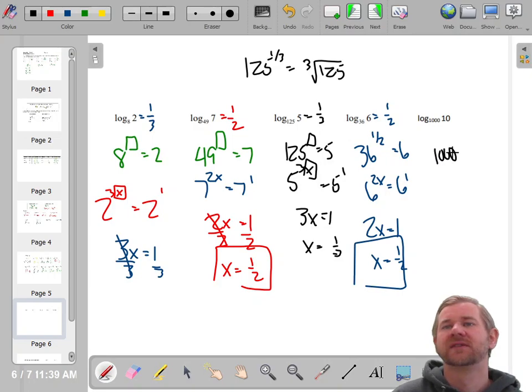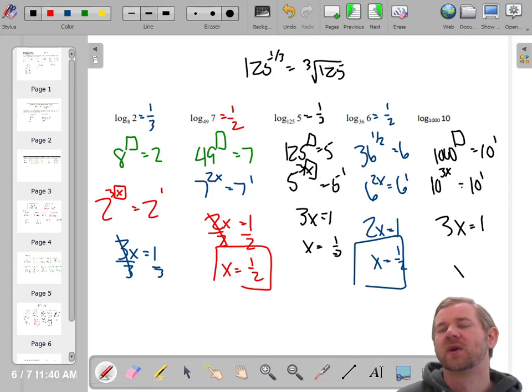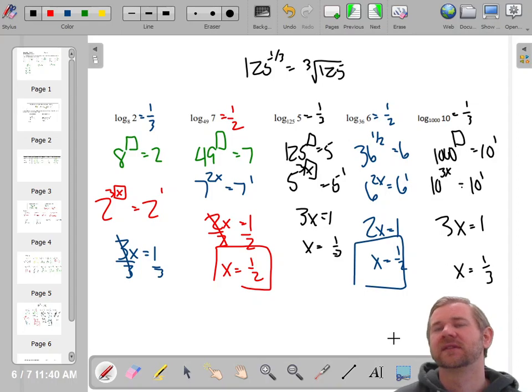Last one, 1,000 to some power is 10 to the first. Well, 1,000 is 10 to the third. So I'll just write this as 10 to the 3x. And again, it's cube root. 3x equals 1. So x equals 1/3. The cube root of 1,000 is 10.